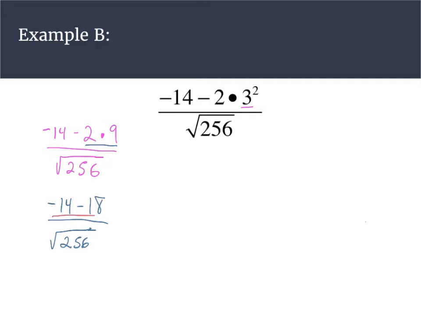I notice they have the same sign, so I'm going to keep that sign. I know they're going to be negative, and then I'm going to combine them or add them together because they have the same sign. So 14 and 18 is going to give me 32. So I'm going to have negative 32 on the top, all over the square root of 256.